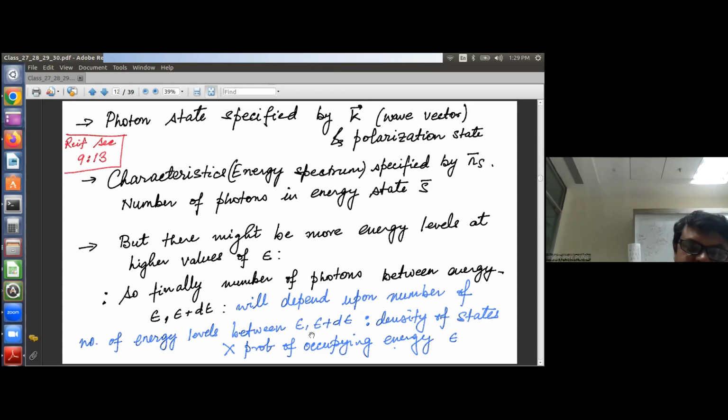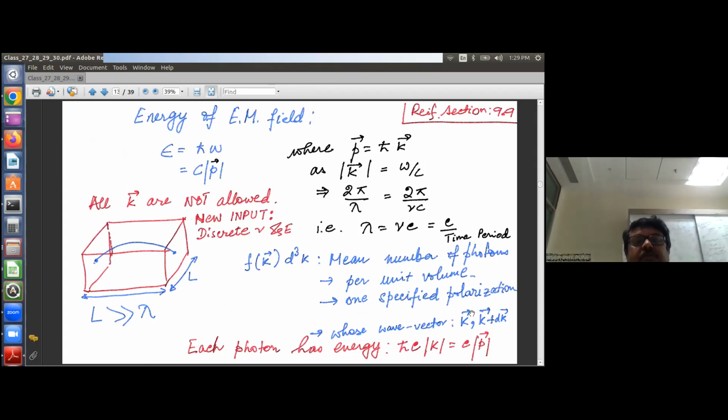So we have already calculated the mean n bar s, and we can similarly have the probability of occupying energy epsilon. Now we are after the density of states. How many quantum levels are there between epsilon and epsilon plus d epsilon? For that, we assume that the energy of an electromagnetic field can be written in terms of h cross omega, and in turn the energy can also be written as Cp.